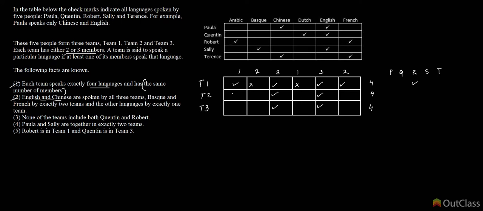Also notice that Arabic is spoken by only 1 team, so the other cells in that column will be crossed out. Basque is spoken by two of the 3 teams. We already have a cross, so we can have 2 more ticks.